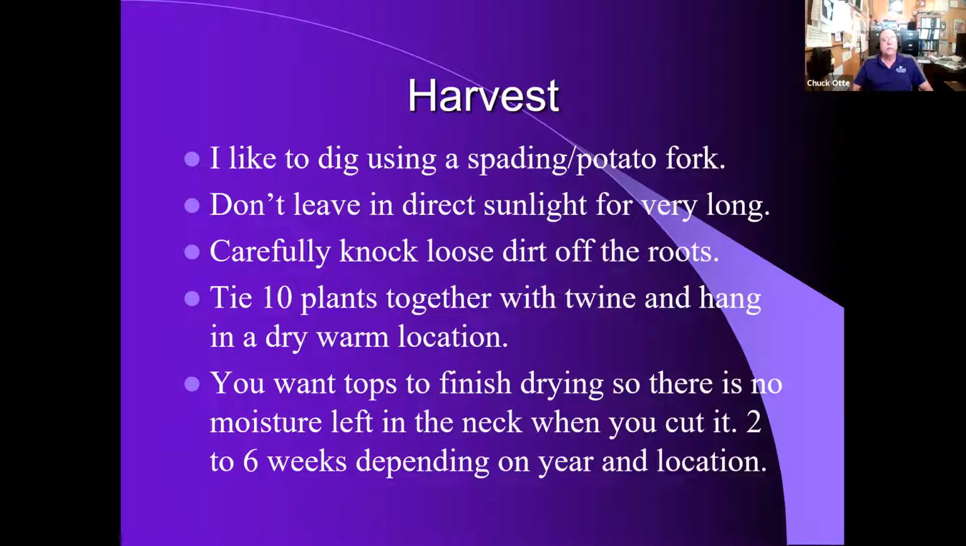When I harvest, I use a spading fork, a potato fork. I usually harvest in the evening to avoid getting too much heat on them, but I will dig 10 plants at a time, get them over in the shade of my apple trees, and then I'll knock the dirt off and tie them together with twine. It's going to take probably 2 to 6 weeks, depending on your location, for them to totally dry down. But just like onions, you want that neck totally dry. You may have to go in after a couple, 3 weeks and test cut a couple of them.